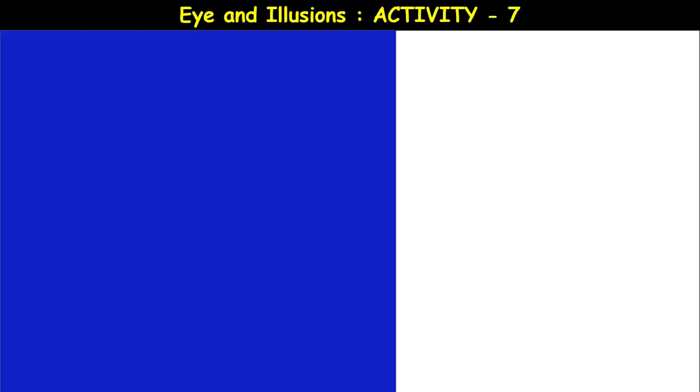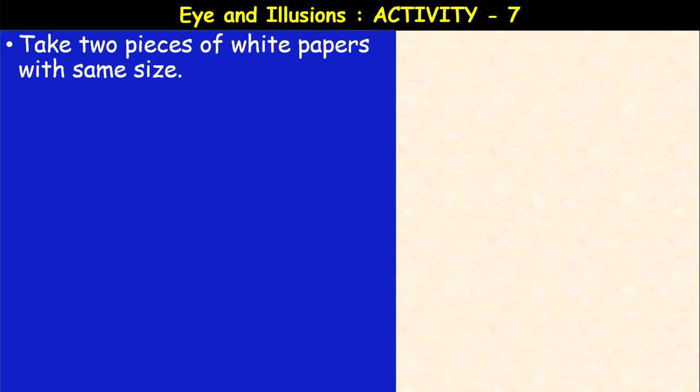Now, eye and illusions. Another activity, activity number 7, a beautiful activity. We have been discussing half of this lesson about the human eye only; this is the fourth video. Take two pieces of white paper of the same size.